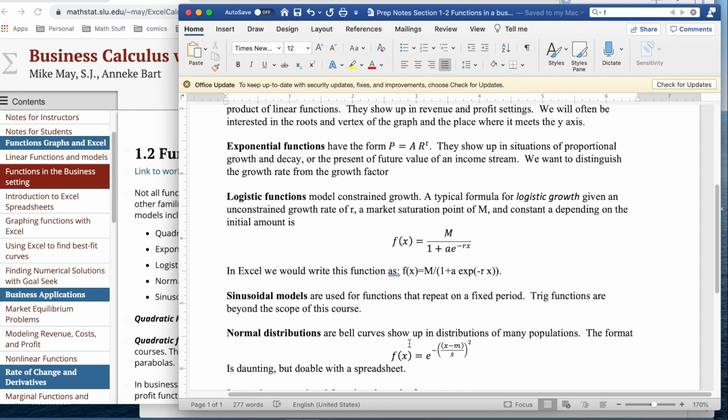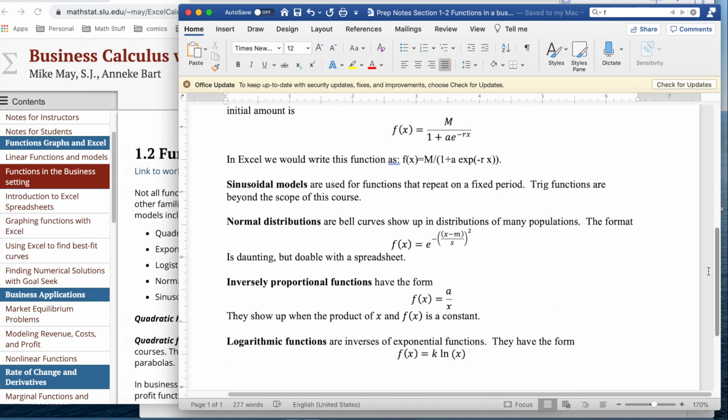A sinusoidal function is one that repeats. They're trig functions. They're beyond the scope of this course, but they're worth thinking about because there are lots of things in life that are periodic, like seasonal sales. A normal distribution is again an ugly looking function: f of x equals e to the minus quantity x minus m over s squared. It's daunting but doable with a spreadsheet, and there are lots of things that follow a normal distribution, a bell curve.